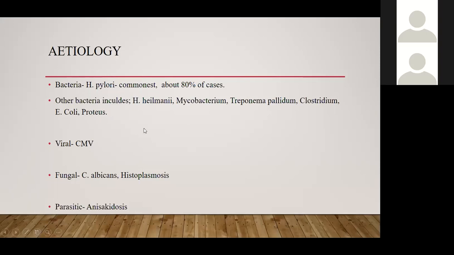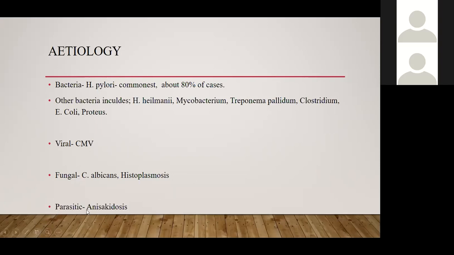There are other organisms like Helicobacter pneumoniae, Mycobacterium, Treponema pallidum, Clostridium, Proteus. All these are capable of causing inflammation of the stomach mucosa. Cytomegalovirus, which is CMV, can also cause it. Then you have Candida albicans and histoplasmosis. Usually this is common in immunocompromised people, with HIV or some malignancies which compromise their immune system. They can have fungal infections all the way from the mouth to the throat, right down to the stomach.